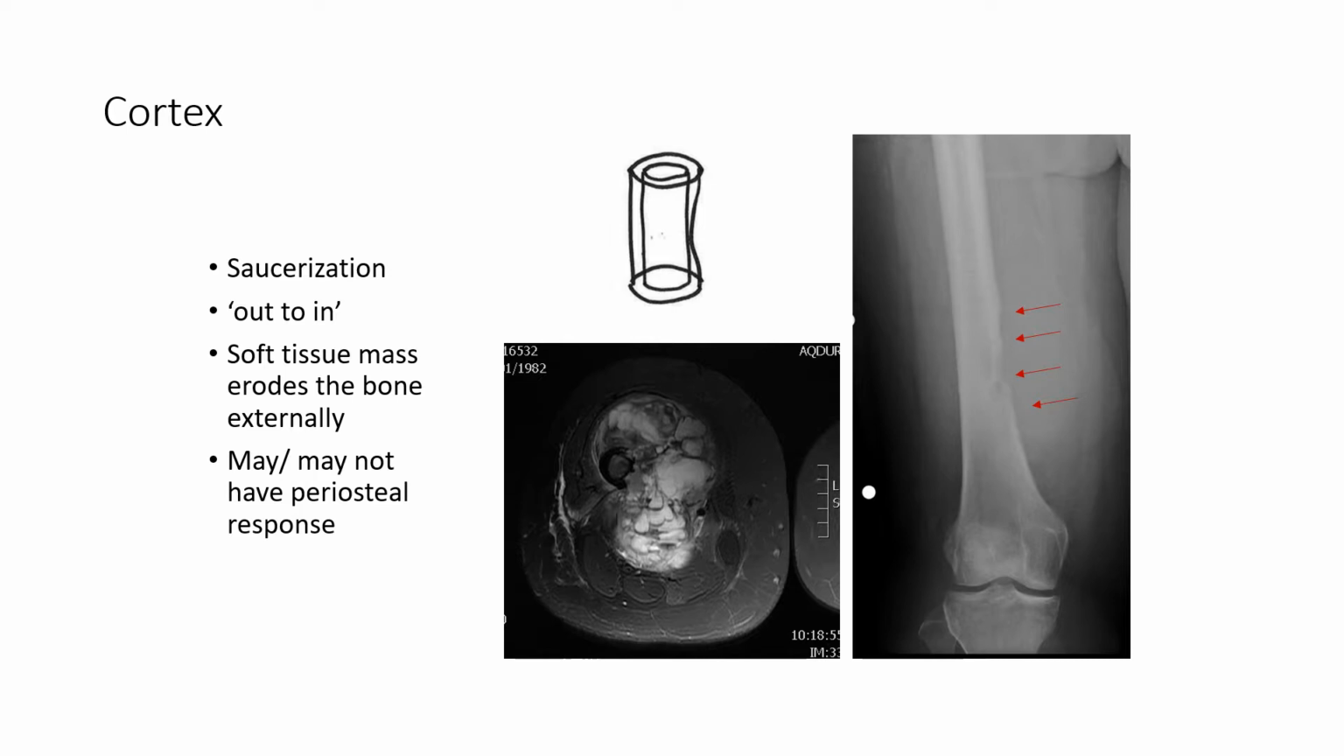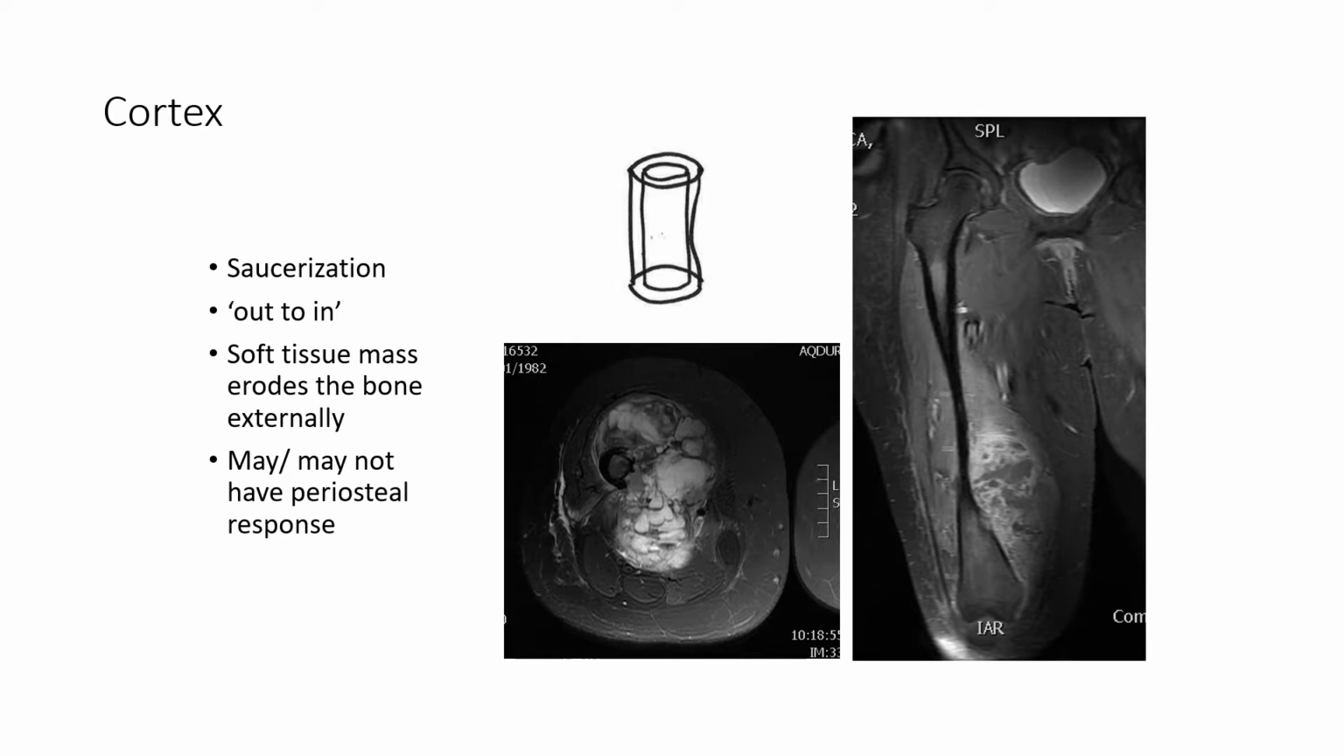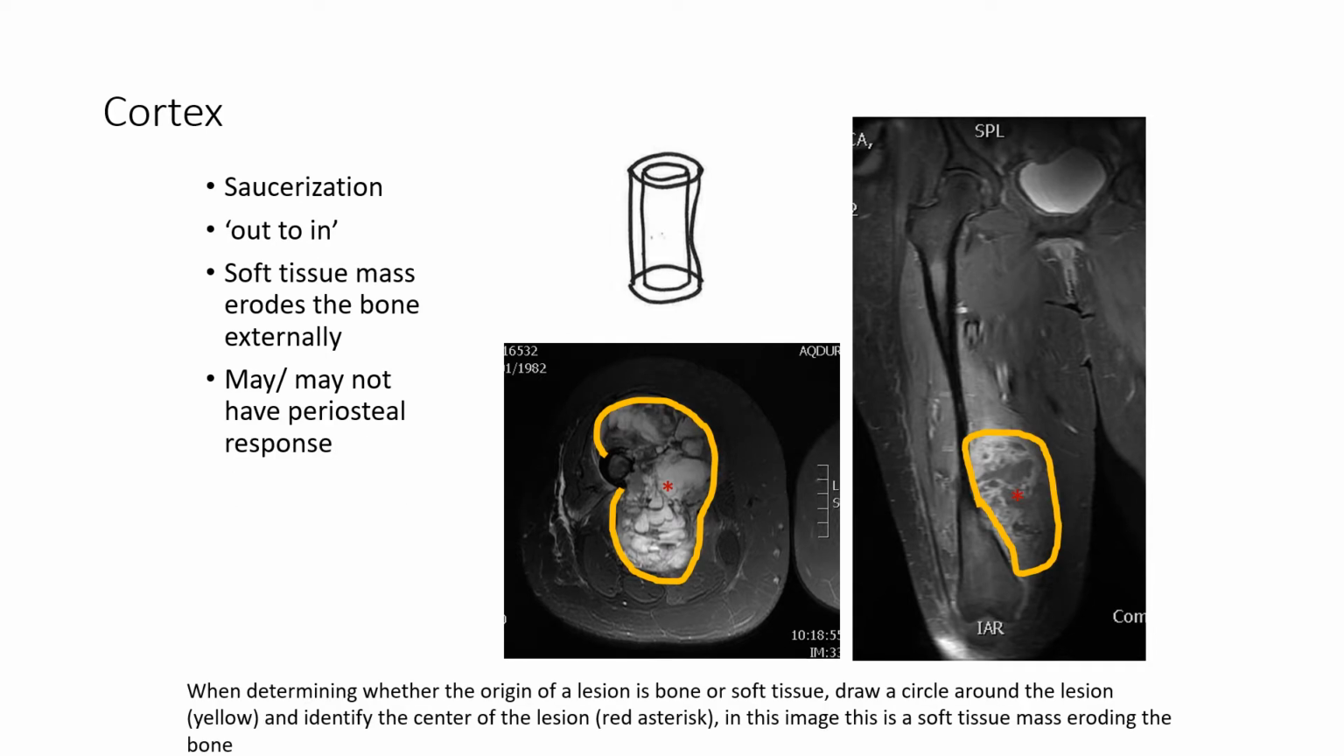The image in the middle is the MRI scan showing you this soft tissue mass that is beginning to envelop the bone, and as it is losing the confines of the muscle, it is now pushing its way into the bone. The MRI scan to the right shows you this again. You can see the saucerization that is occurring as the soft tissue mass is pushing its way into the bone from external to internal.